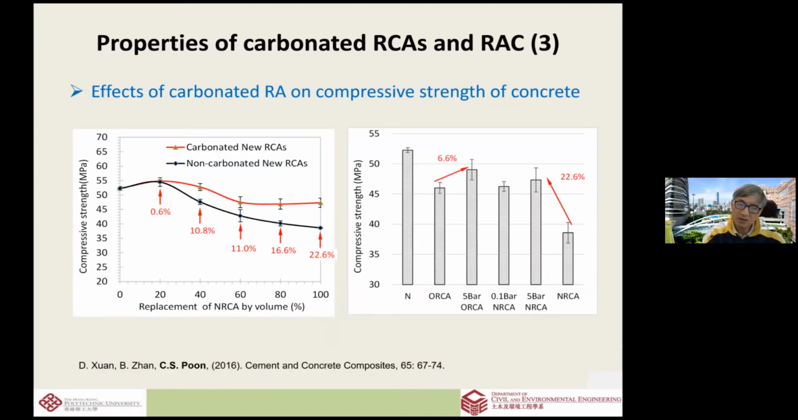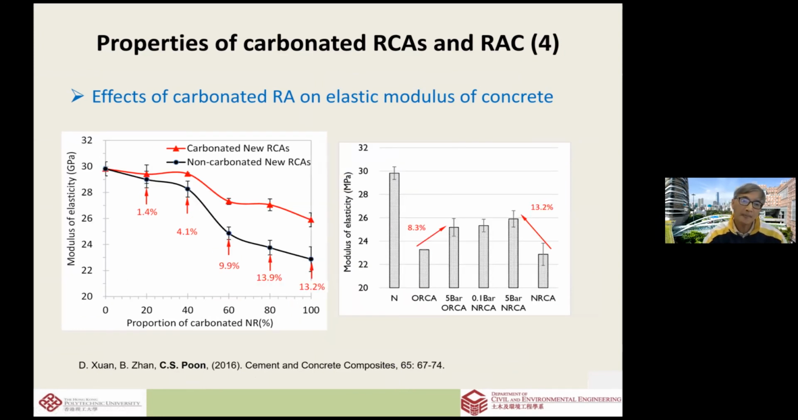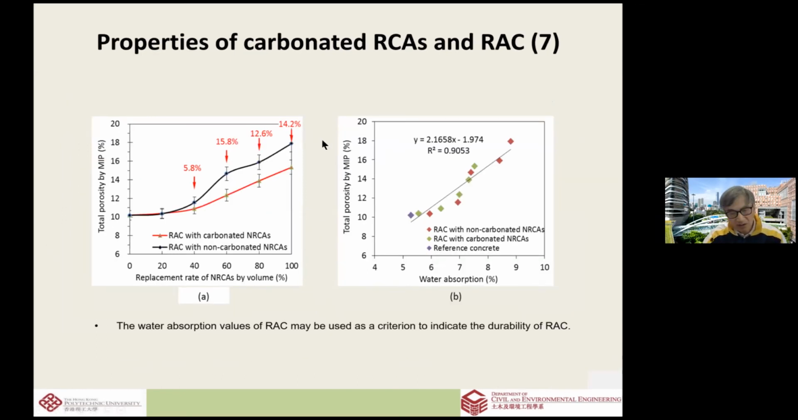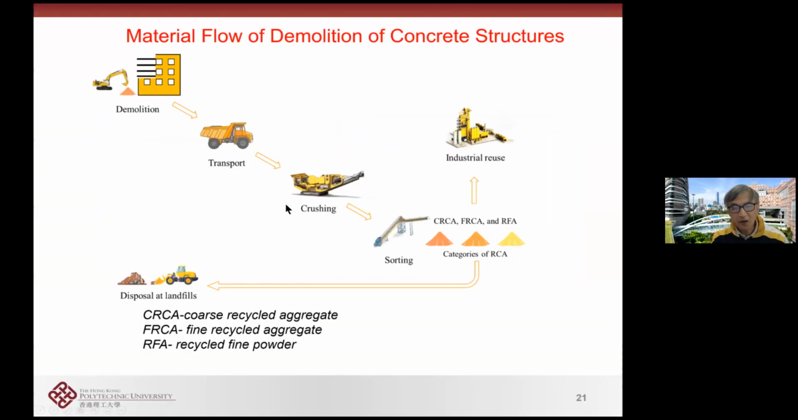And then we use this aggregate to make new concrete, compared to using the uncarbonated one. This is the non-carbonated one, and this is the carbonated one, made into new concrete. Using 100% replacement of natural aggregate by recycled aggregate, we can see about 22% improvement in strength, 13% improvement in modulus, and about 30% improvement in durability. This is the total charge passed, meaning the resistance to chloride penetration. The porosity of the new concrete is also reduced by about 50%. So by virtue of using this carbonation treatment, we can improve the coarse aggregate. We are using the coarse aggregate for making this new concrete.